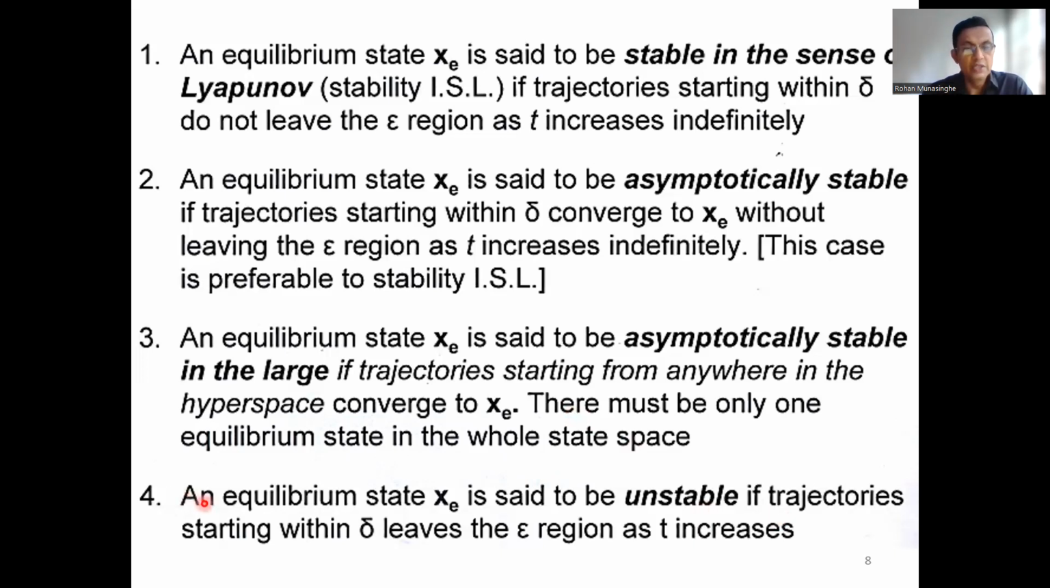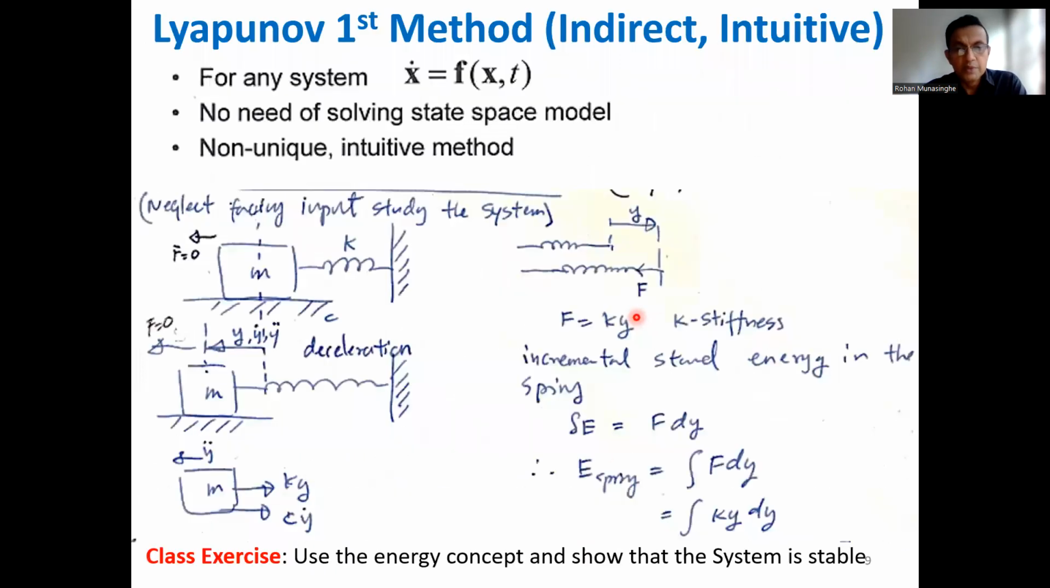Number 4 is pretty easy to understand. It's an equilibrium state which is unstable because the trajectory is starting within delta. Even a small deflection, this will leave the epsilon region gradually. Okay, right. So the purpose of this discussion is to get your concepts in place, right? When we say stability, what you really mean by that, okay? There are different types of stability nature, right?